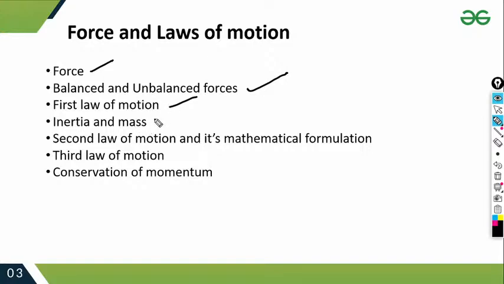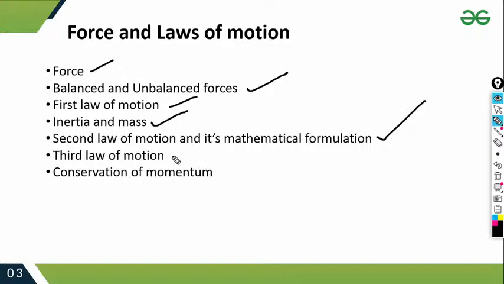Next we'll see inertia and mass. What is inertia, what is mass? It helps us understand these laws of motion in a better way, so that's why we are going to see that. And then we'll see the second law of motion and its mathematical formulation. We'll see how we are going to derive that in a simple way, and you will be able to understand things easily with the help of that.